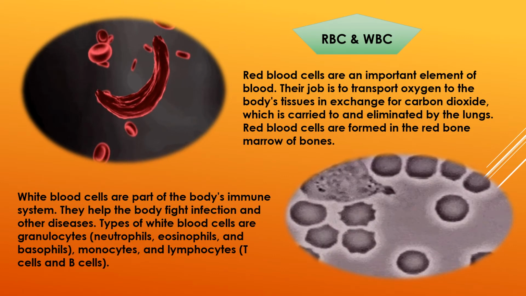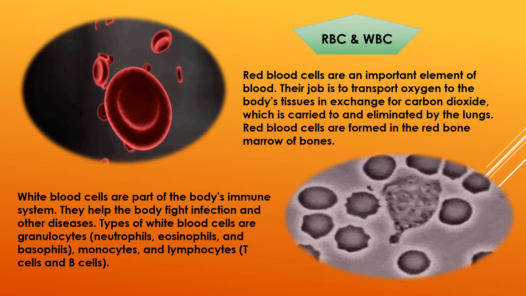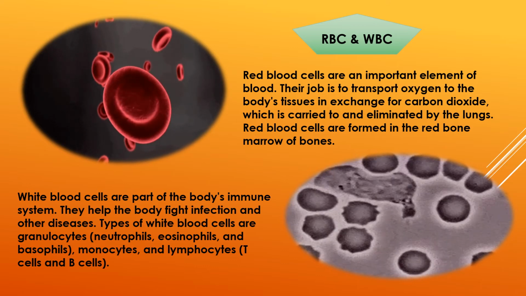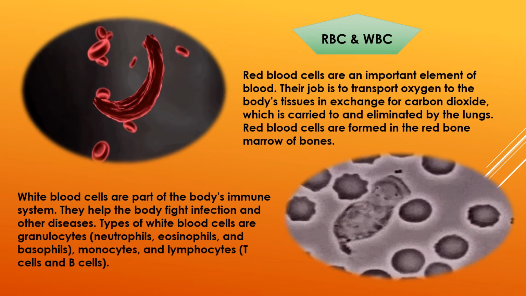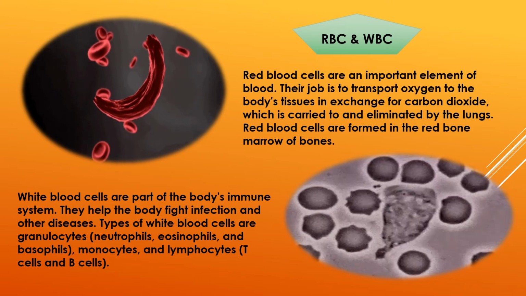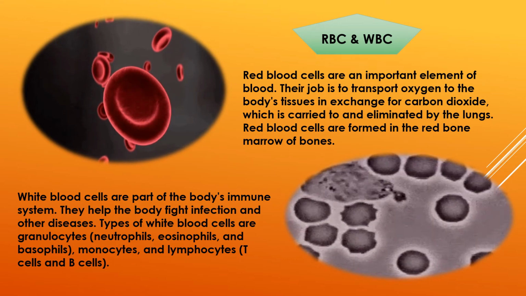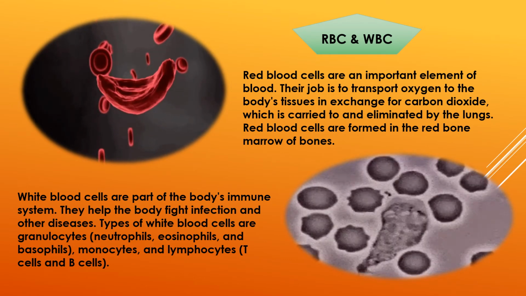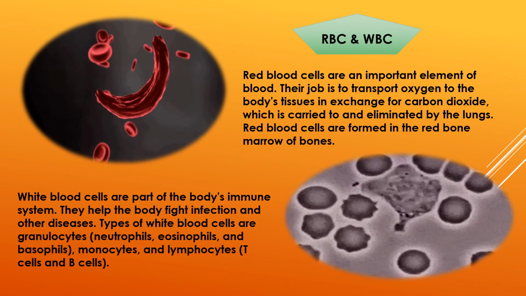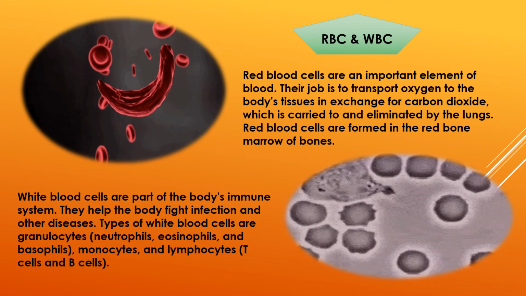Now, what are RBC or red blood cell and WBC or white blood cell of our blood? Red blood cells are an important element of blood. Their job is to transport oxygen to the body's tissues in exchange for carbon dioxide, which is carried to and eliminated by the lungs. Red blood cells are formed in the red bone marrow of bones.